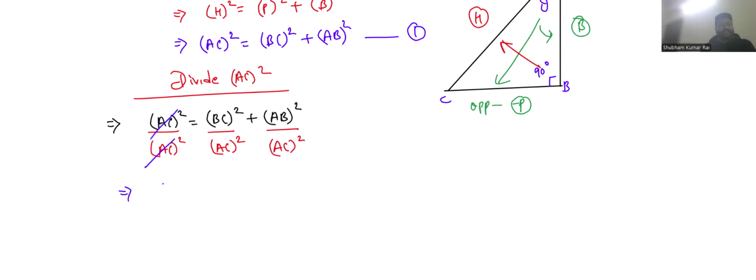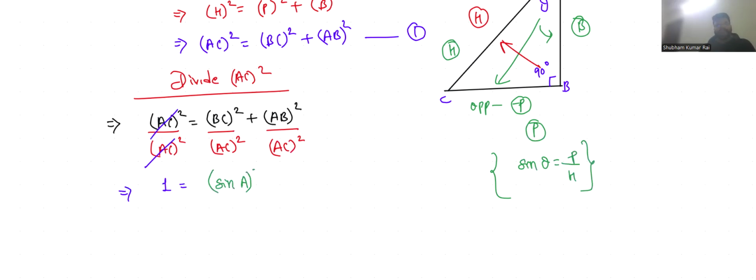And if I just compare with the trigonometric ratio, what is BC? That is perpendicular. What is AC? That is hypotenuse. So can you remember what is the trigonometric ratio for that? As we know, sine of theta is perpendicular upon hypotenuse. So here we can write it as sine of angle A whole square.